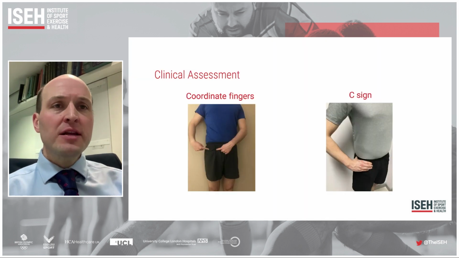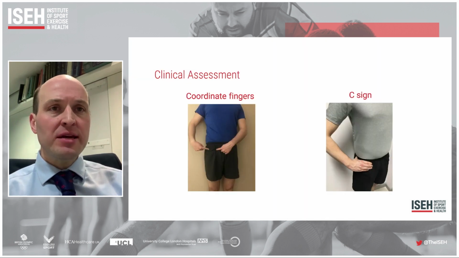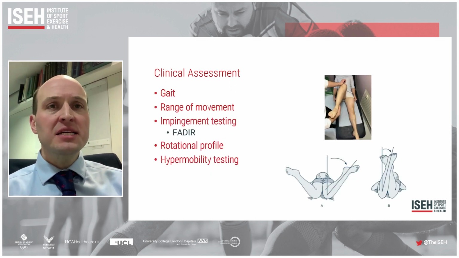Moving on to the clinical assessment, patients will often demonstrate their pain using coordinate fingers, trying to point to where deep inside their hip they feel the pain, or using the C sign where they clasp the side of the hip and their fingers point towards the anterior groin, again demonstrating where they feel the deep discomfort. In terms of the clinical assessment, gait is important to assess, particularly looking at the foot progression angle to understand whether that is normal or whether they have a compensatory abnormal foot progression angle, or indeed whether that is part of their primary issue.